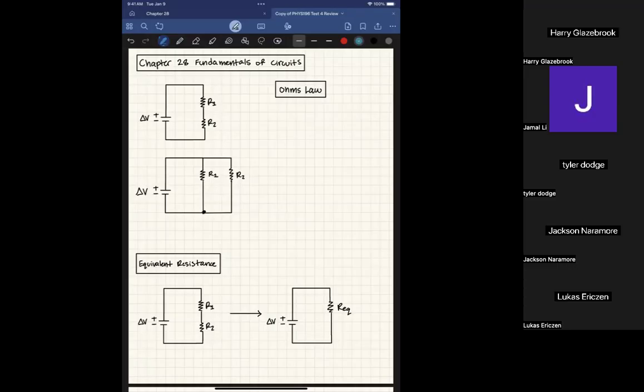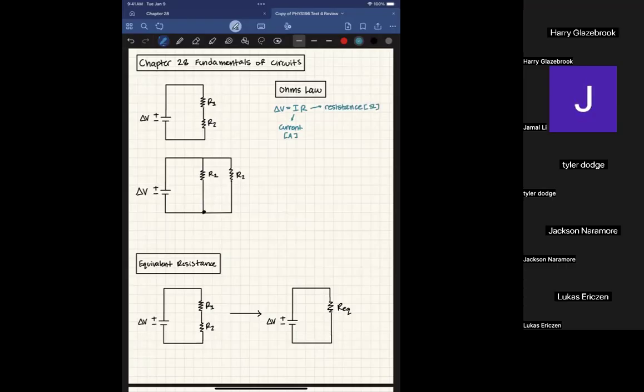Basically, Ohm's law says that potential difference is equal to I times R. Potential difference is just the usual potential difference we've been talking about this whole time. I is the current that flows through the circuit. It has units of amps. R is going to be your resistance, and it has units of ohms.